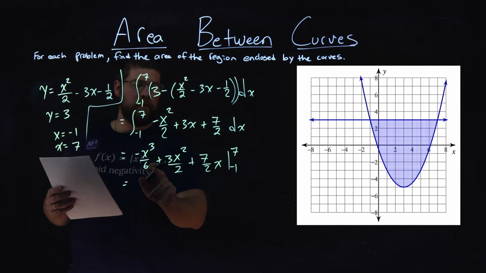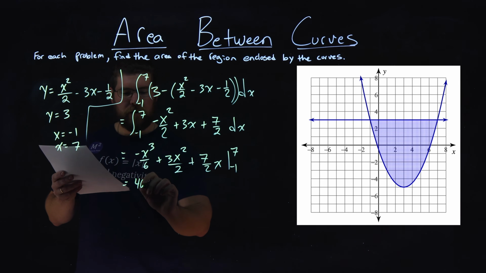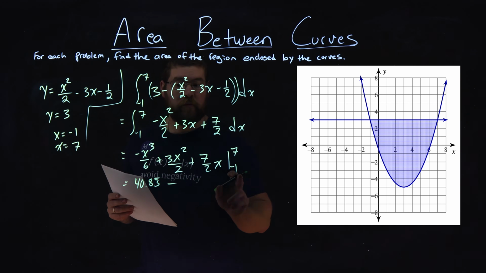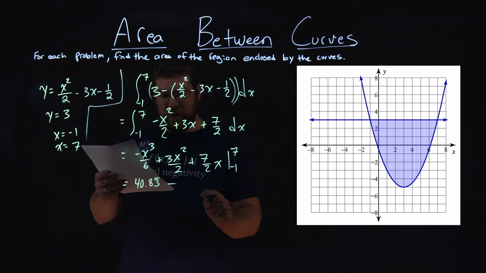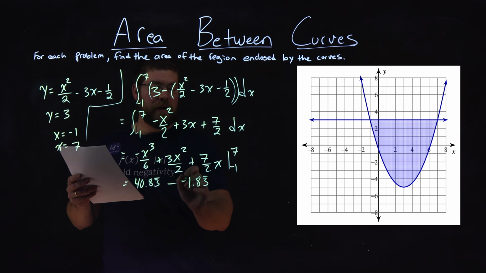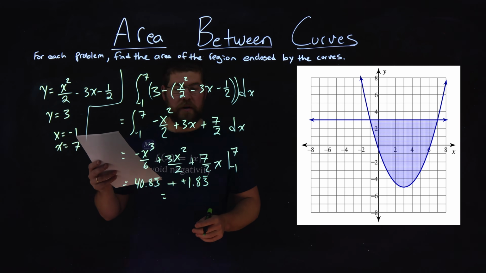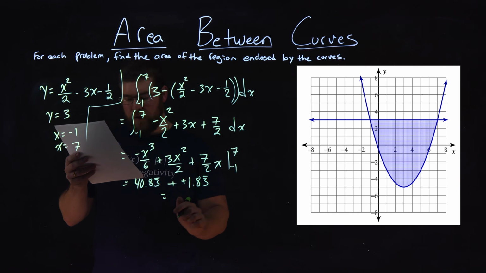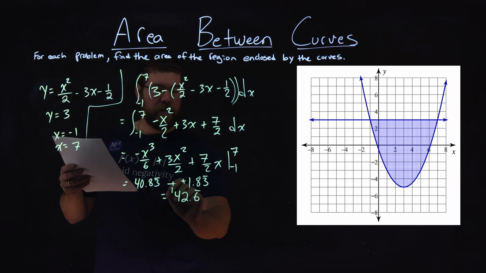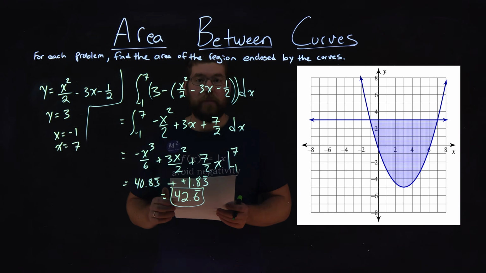I did that for you. When we plug 7 in for x and simplify it, we get 40.83 repeating. We subtract what we get when we plug -1 in for x, which I simplified and got -1.83 repeating. Subtracting a negative is the same thing as adding a positive, so when we add the two, 40.83 repeating plus 1.83 repeating, we have 42.6 repeating. And there we have it. My final answer for the area between the curves is 42.6 repeating.